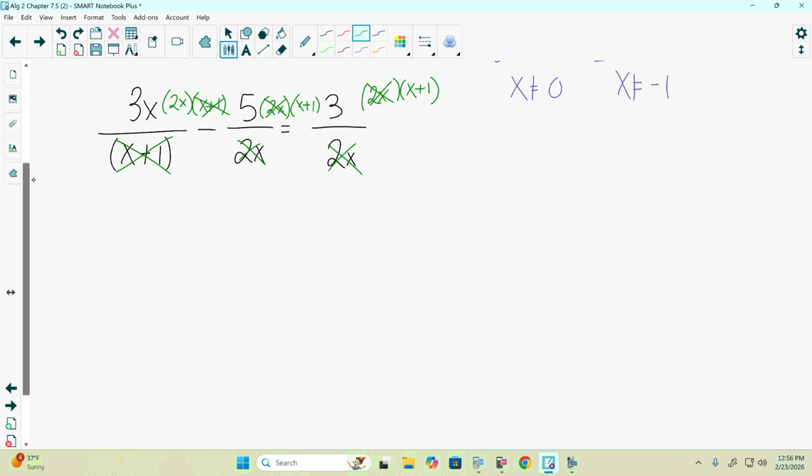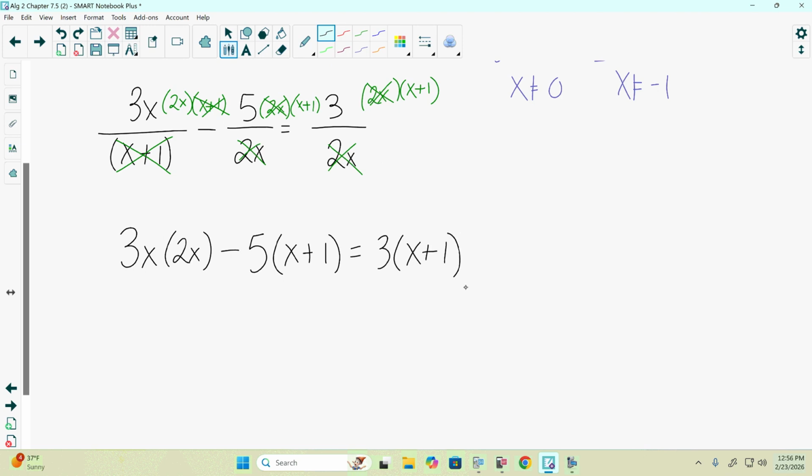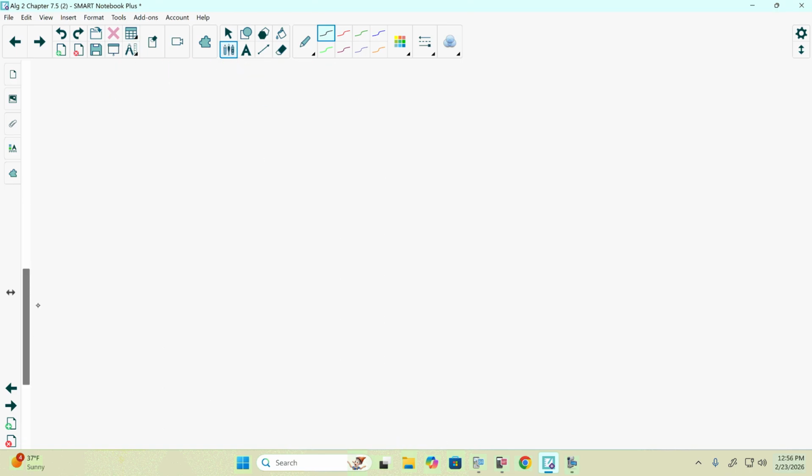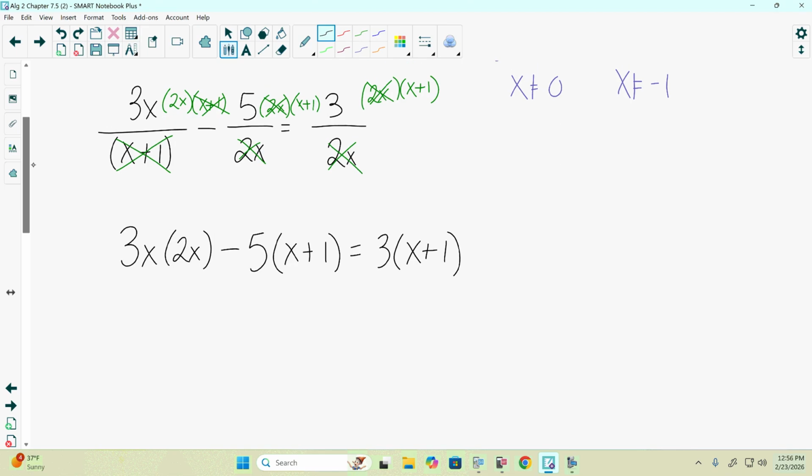Questions on this here? We good with this here so far? Now we need to multiply with what we have left. In the first fraction, what we have left is 3x times 2x, because the x plus 1 over x plus 1 simplified, minus 5. The 2x simplified, but we still have the x plus 1, equals 3 times x plus 1, because the 2x over 2x simplified. Questions on how we got to this point?